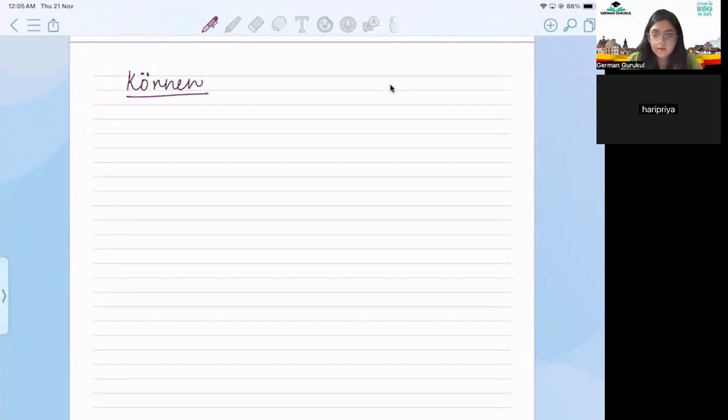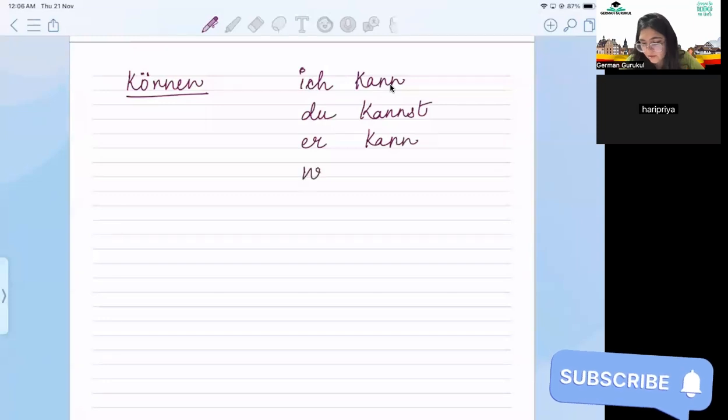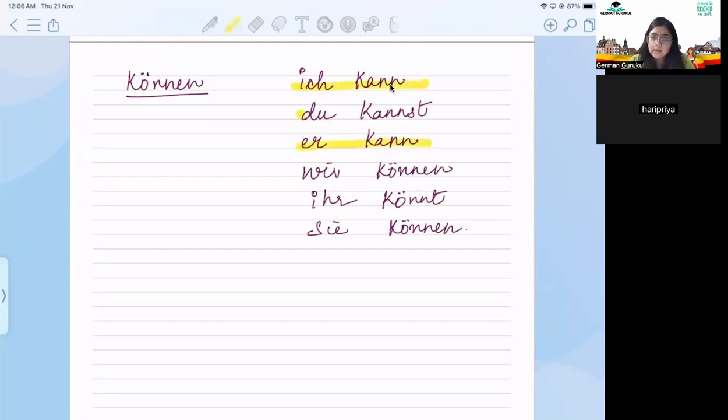Können, right? So the conjugation of können is like this: ich kann, du kannst, er/sie/es kann, wir können, ihr könnt, and sie können, right? So over here, you can see that the conjugation of ich and er/sie/es is the same, right?